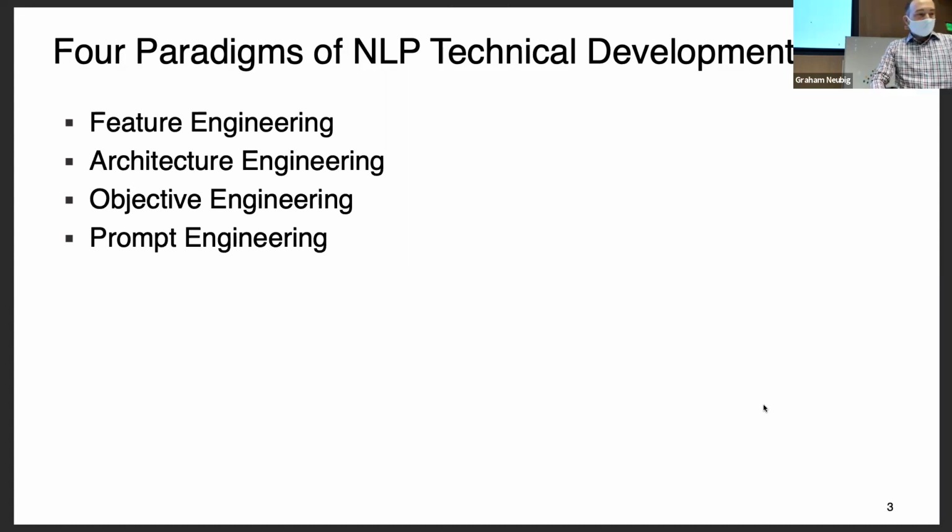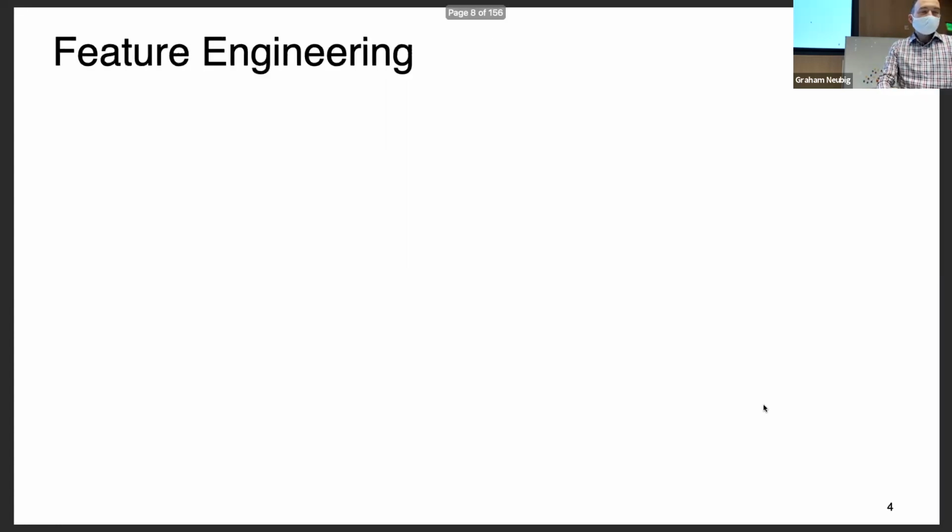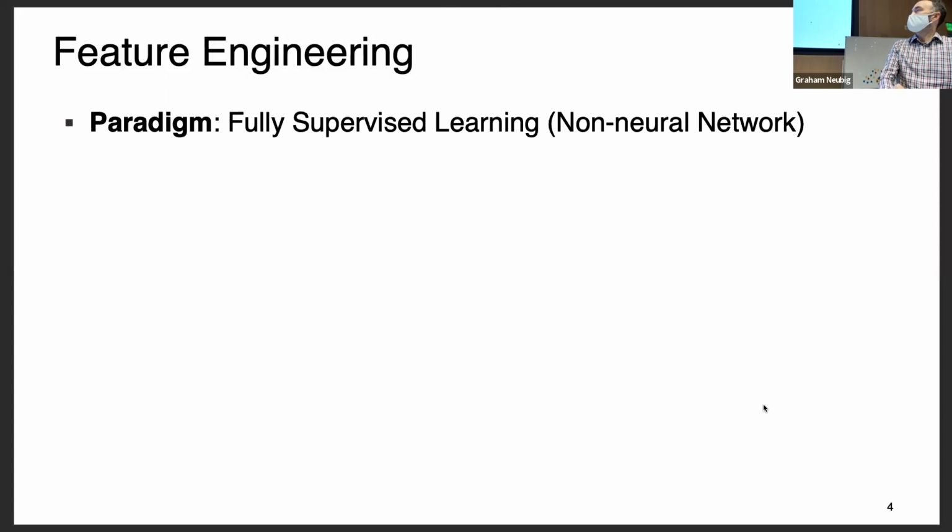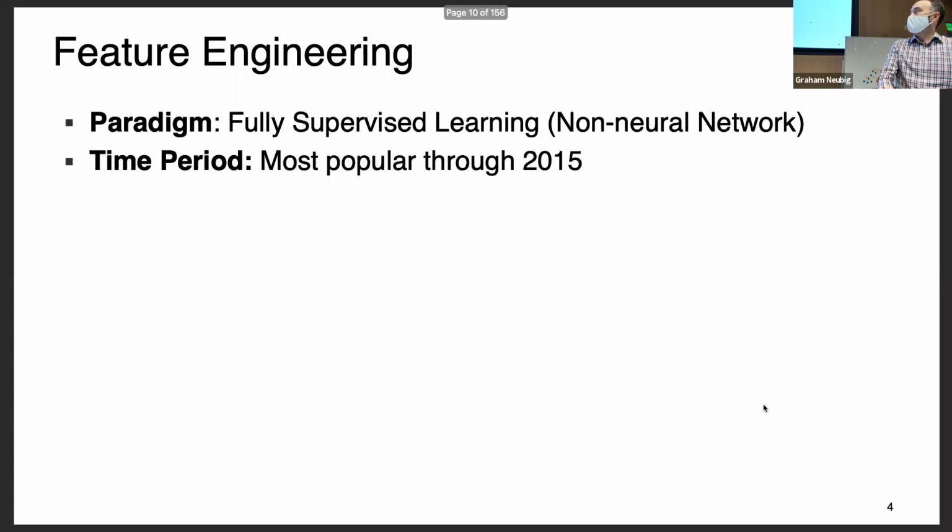So what do I mean by this? Feature engineering is something that used to be one of the main things that you would do when you were developing an NLP system. It still kind of is implicitly instead of explicitly, but it used to be that you did explicit feature engineering to try to make your systems better. What I mean by this is basically you would have a fully supervised learning model. Usually these were not neural network models.